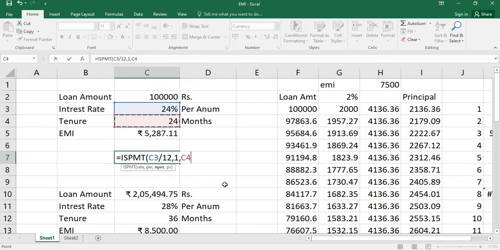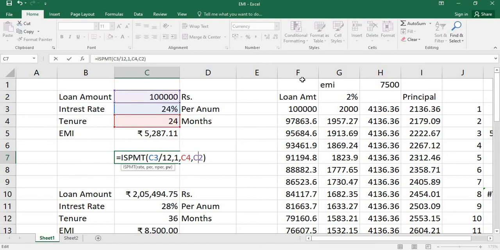NPER is 24 months; the employee is paying for 24 months. PV, the present value, is 1 lakh rupees, the loan amount. Close the bracket. Here you can observe the rate is the interest rate 24% divided by 12, and per is which installment: first, second, 24th or 10th. NPER is the number of months he is paying, 24 months. If the tenure were in years, say 2 years, then C4 into 12, which is 12 months, would make it 24 months. Here the tenure is mentioned in months, so I can directly take the cell address, with no need of multiplying by 12.